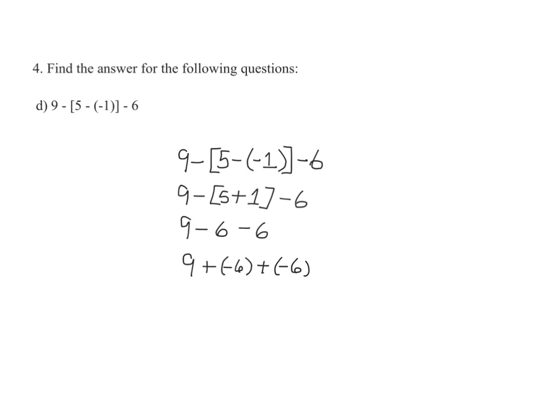Now, using the rules for adding signed numbers, we have 9 plus -6. That gives us 3 plus -6. And again, using the rules for adding signed numbers, we have 3 plus -6, which gives us -3. Therefore, 9 minus 5 minus -1 minus 6 is equal to -3.